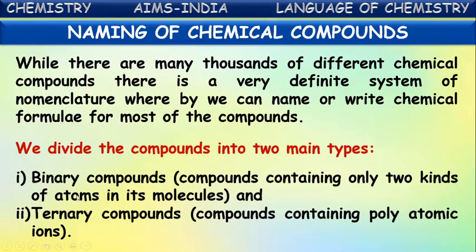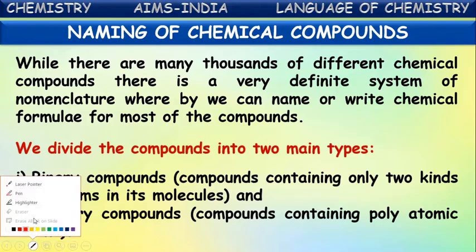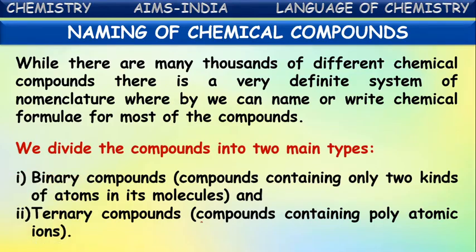The second category is ternary compounds. That means the compounds containing polyatomic ions. This means there will be more than two kinds of atoms in the molecule. Out of those, there will be polyatomic ions. Poly means what? Many. So ions with more than one atom will exist in these ternary compounds. The compounds in which there are polyatomic ions are called ternary compounds.